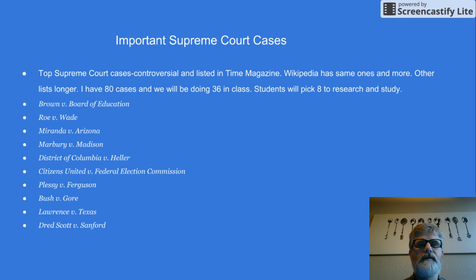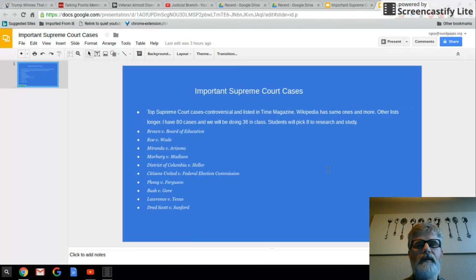So these are the ones there. There are ones we can do that would be important ones for school, important ones for criminals, important ones for First Amendment. So these are just important Supreme Court cases that Time Magazine came up with. We'll come up with our own list of the top 8 that we're going to do, and hopefully you'll have fun doing this.